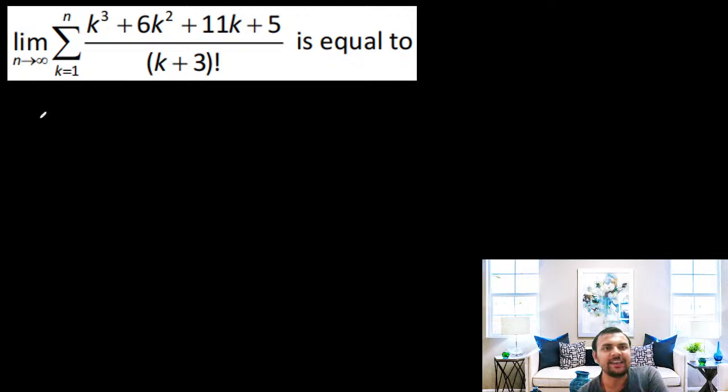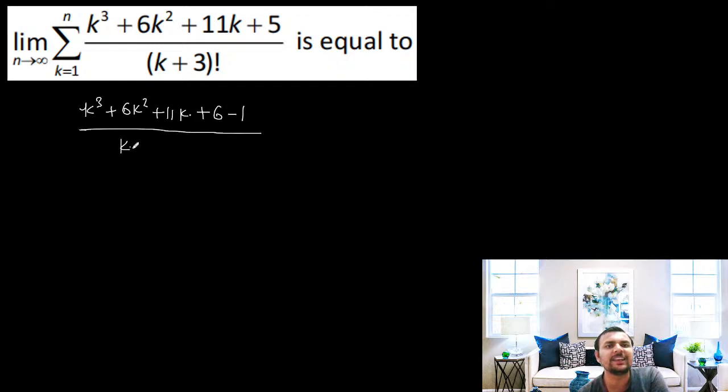So limit n tending to infinity. First we have to find the summation. This is a very good question, very solid question. If we add plus 1 and if we subtract 1, this is (k+3) factorial. This is a standard number. You will find it in lots of questions, okay?